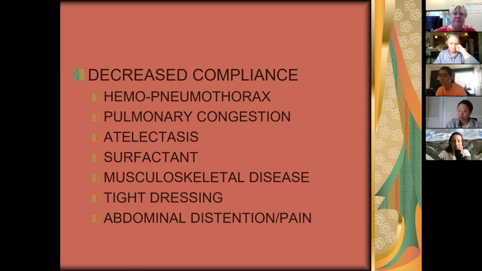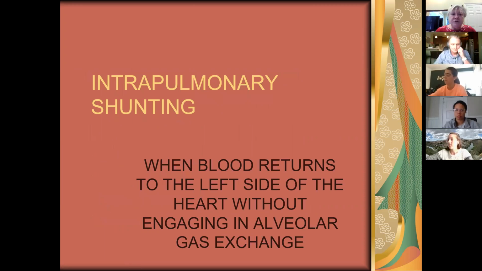People with poor surfactant, people with too tight of dressings don't take good deep breaths. Abdominal distension, the belly's pushing up. They can't get their diaphragm down. All of these can result in people that don't take good deep breaths. So you take care of patients like this all the time. Okay, the next one is intrapulmonary shunting.